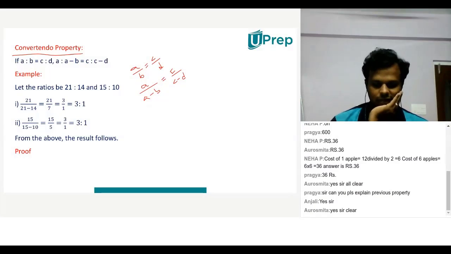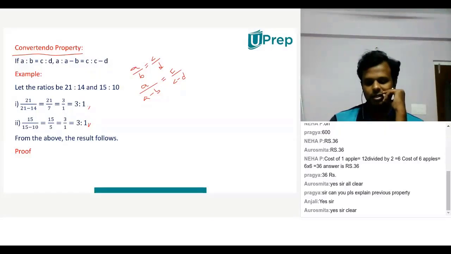So children, we have this example here: 21 by 21 minus 14 is equal to 3. And 15 by 15 minus 10 is equal to 15 by 5, that is equal to 3 again. So A by A minus B is equal to C by C minus D.